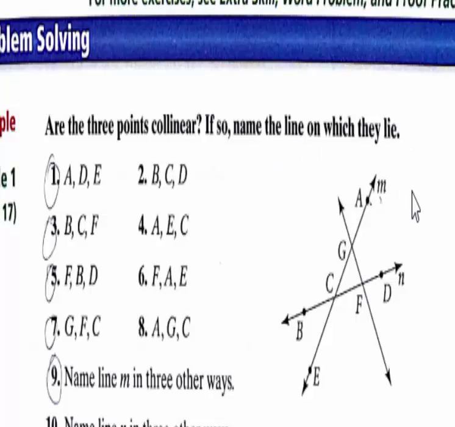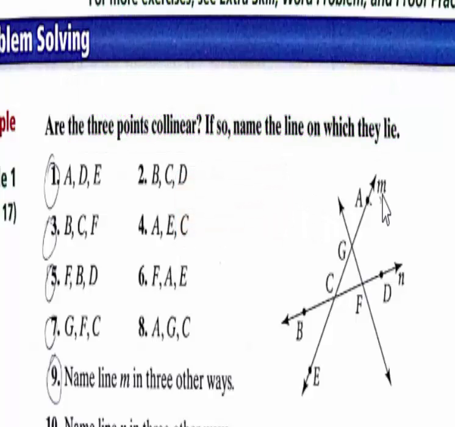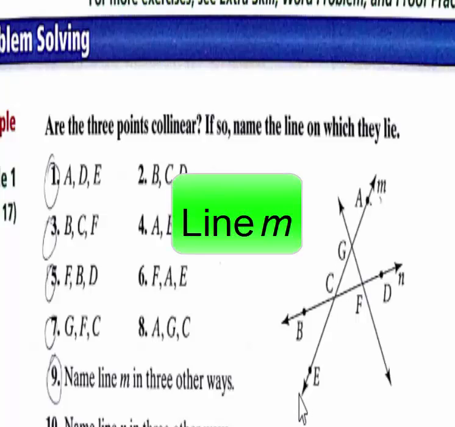The line can be named either by using 2 points. For instance, you could say line GC, or you could just notice that the line is denoted with the letter M written in italics. That means you could also say that's line M. There's a number of combinations of 2 points that you could use.